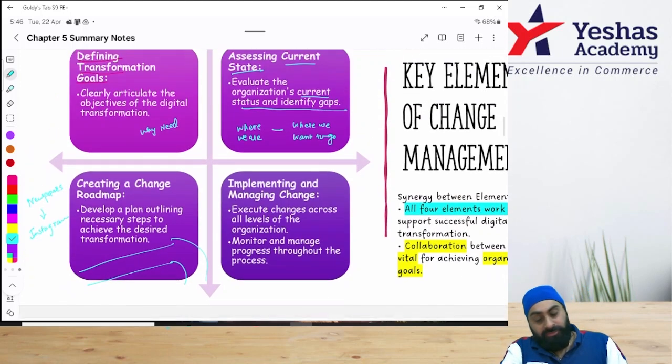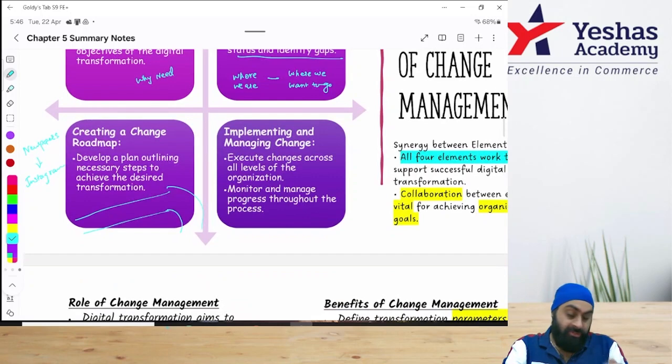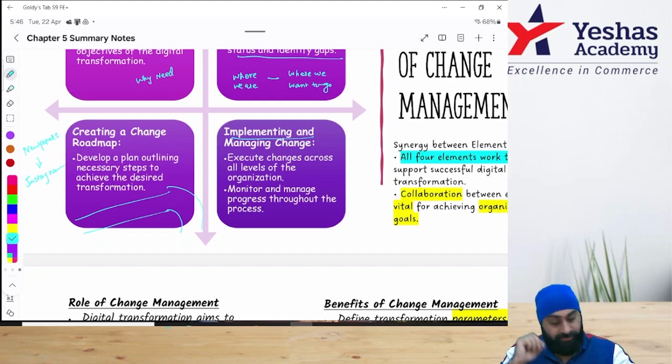After you have understood why you need a change, after we have understood where we are and where we want to go, after creating a change roadmap, the next thing is implementation. What is the point if you're not able to implement the strategy of change? It's like a student who makes a study timetable but never uses it. What is the point of that? You need to keep on making sure that you are following the concept of change.